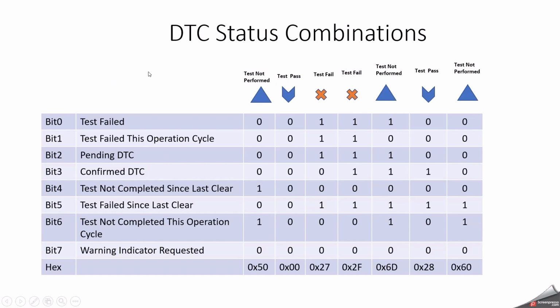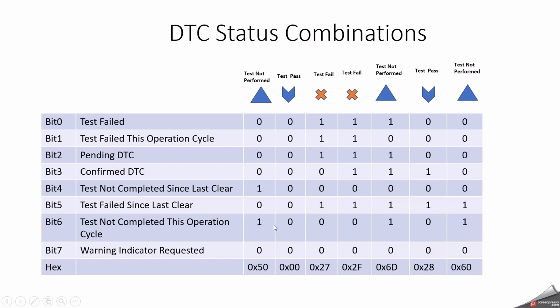This is additional information I want to share: the possible DTC status combinations whenever you are reporting an event. First you have to understand that in the default case, bit 4 and bit 6 will always be set.